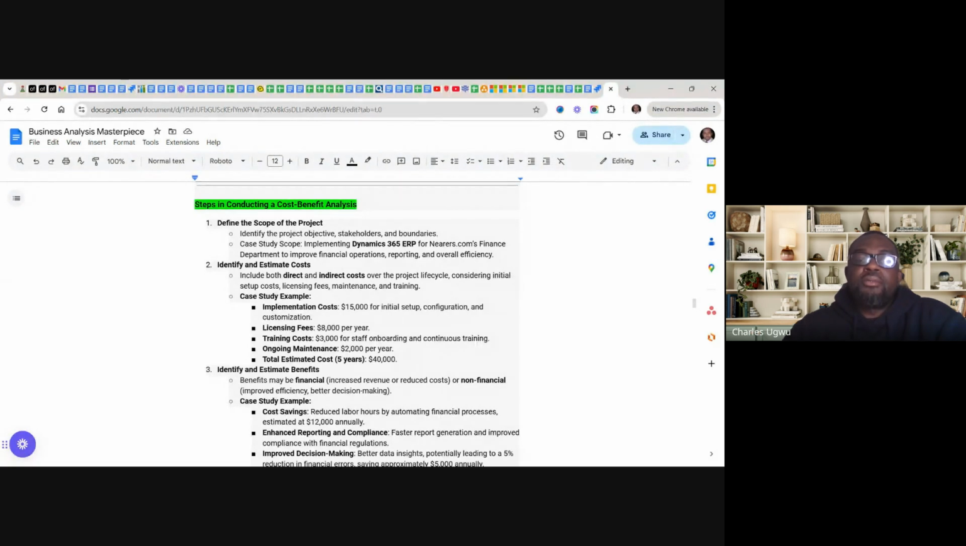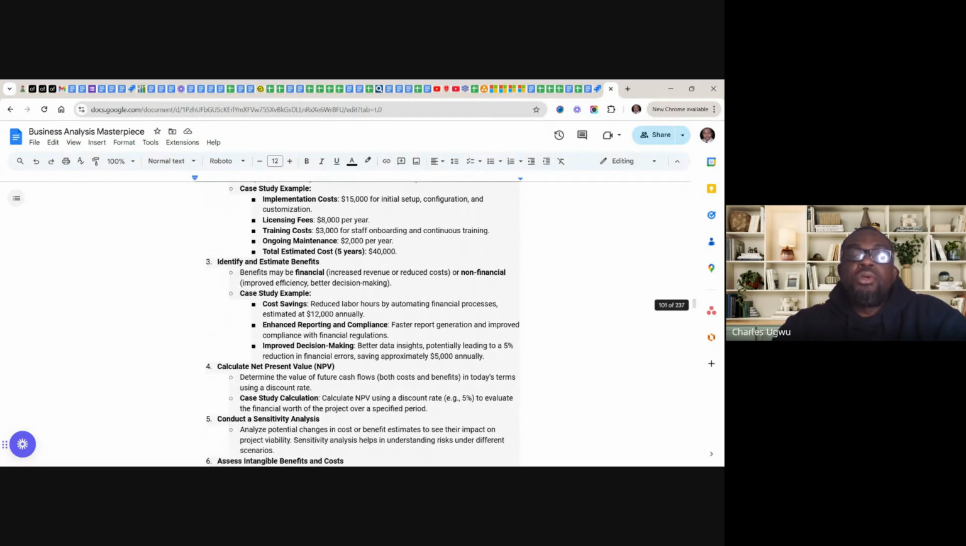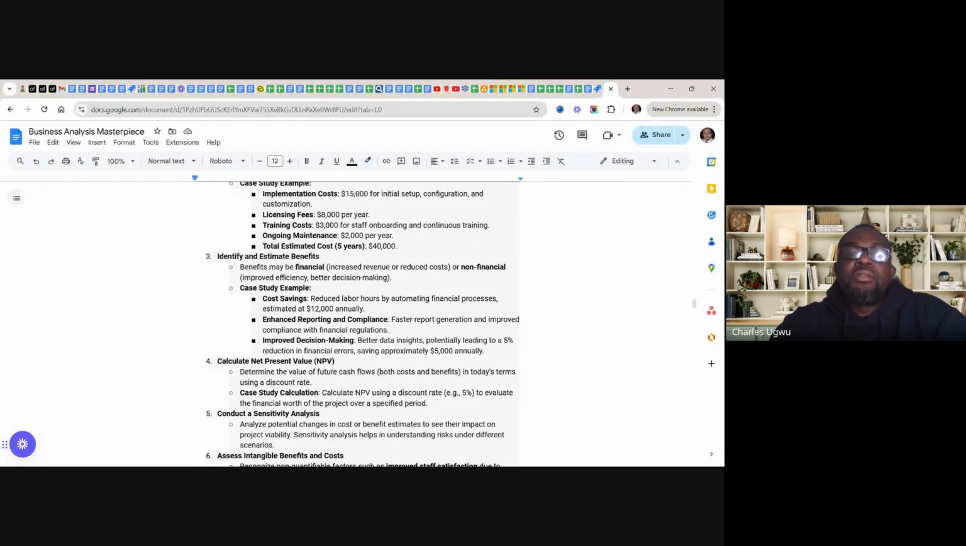Then you come to benefit. You identify the benefit, and under the benefit, you can see cost savings. How much are you saving for this?